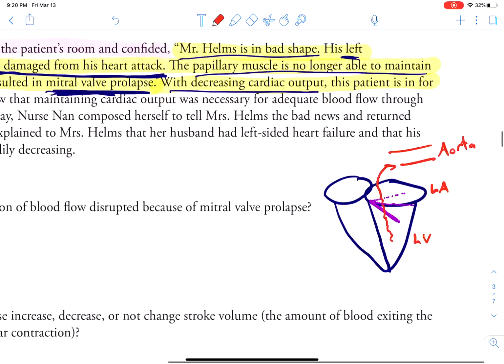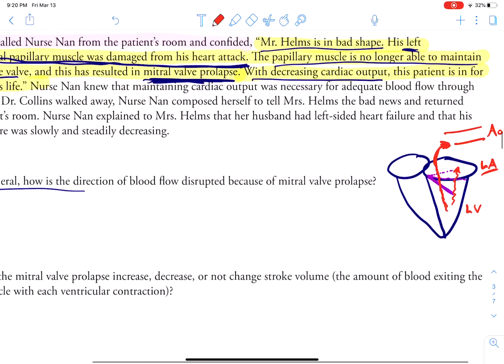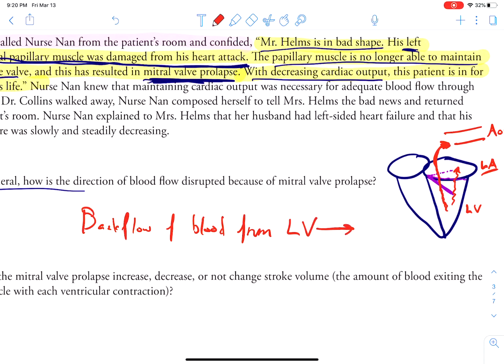So how is blood flow disrupted because of this mitral valve prolapse? Well, now when the ventricles contract, not all of that blood is going from the left ventricle into the aorta because some of it is now going into the left atrium. So we have a backflow of blood from the left ventricle to the left atrium.